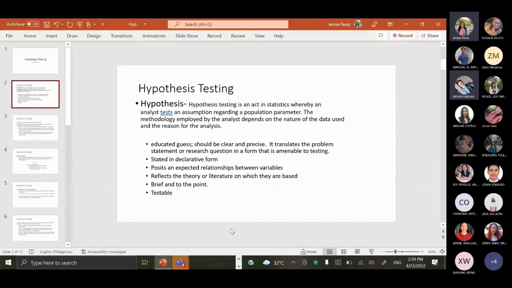Okay, hypothesis. We say it is an educated guess because we start from somewhere. It is from related literature. That guess should be clear and precise. It translates the problem statement or research question into a form that is amenable to testing. So actually your hypothesis is just your research problem declared or stated in declarative form.